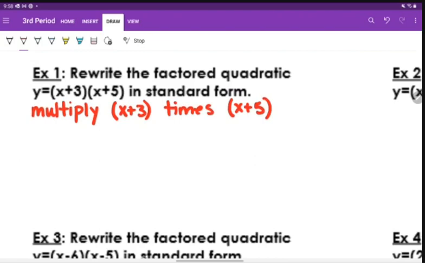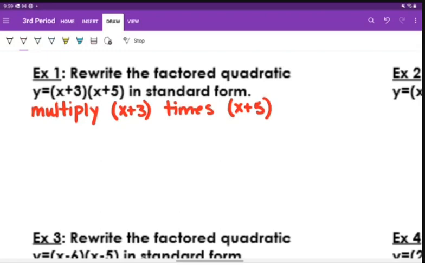Now, these are guided notes. These are your notes. So you might want to write this down in your notes so that later, if you're trying to remember what you did to solve this problem, you can go back and see this in your notes and you'll remember what you did. So this is our step. We're going to multiply x plus 3 times x plus 5.